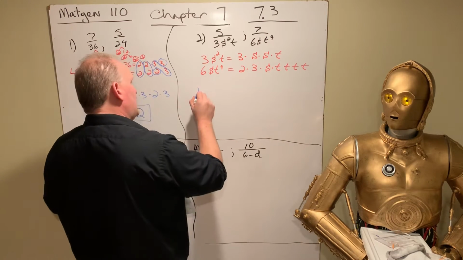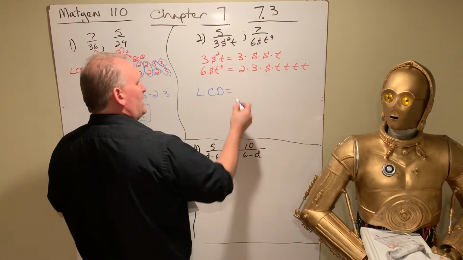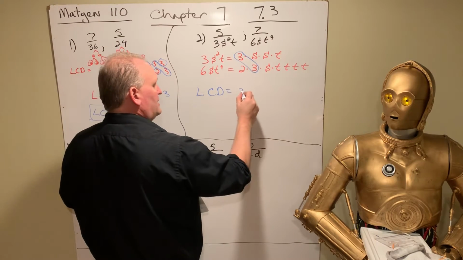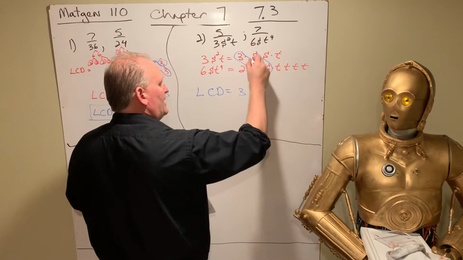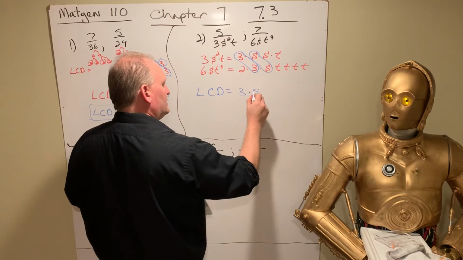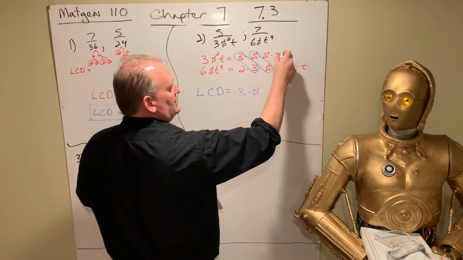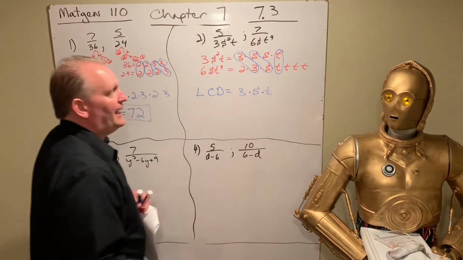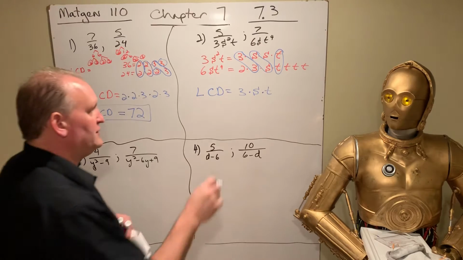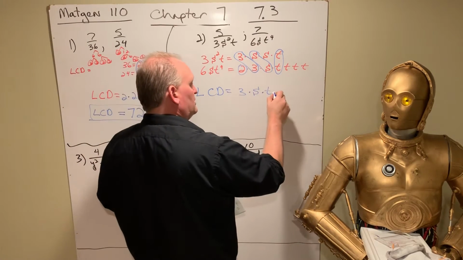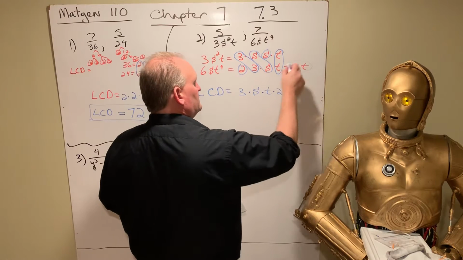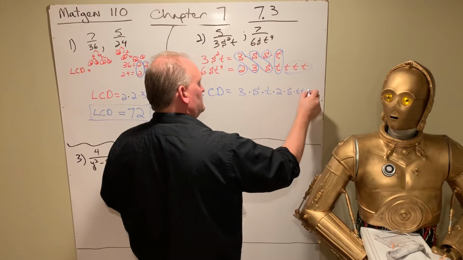So let's find the LCD. That's what they have in common first. So they got a 3. They both have an s. They both have a t. Then we take all the leftovers. So this 2 comes along, this s comes along, and those 3 t's come along. 1, 2, 3 of them.